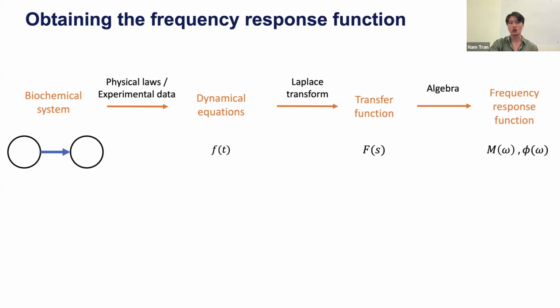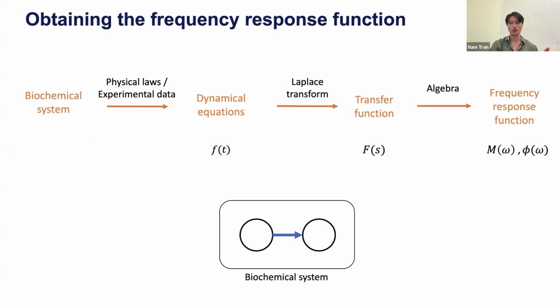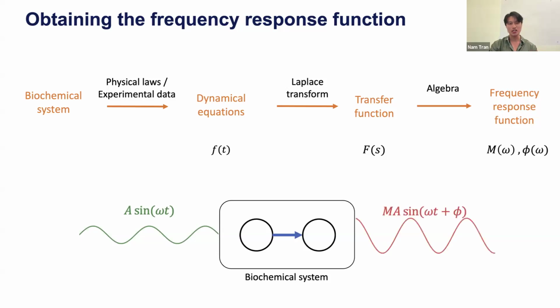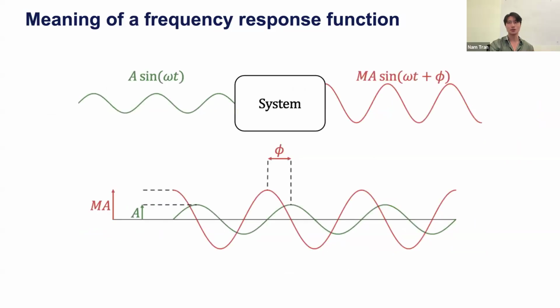What M and phi do is this: here's your black box biochemical system, and you pump in some sine waves, and M and phi stretch and delay them. So green becomes red. The M stretches it vertically, and phi gives it a phase shift. Putting this together, here's the system again on the top with the incoming and outgoing waves. M is the amount of amplification, and phi is the amount of time delay the system has caused onto the signal.